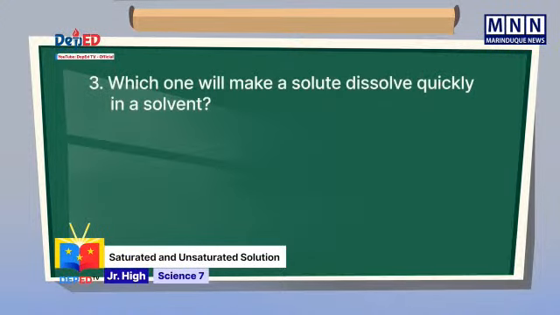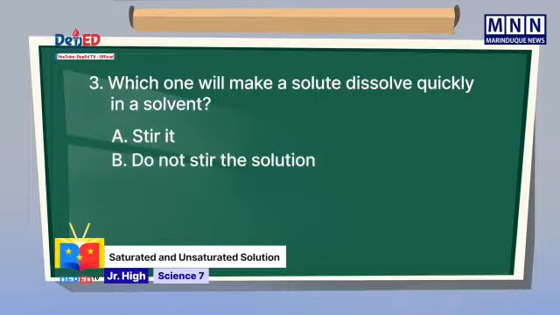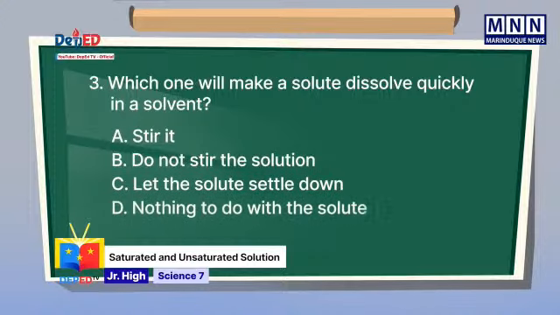Number 3. Which one will make a solute dissolve quickly in a solvent? A. Stir it. B. Do not stir the solution. C. Let the solute settle down. D. Nothing to do with the solute. Among the choices, the best way to make a solute dissolve quickly in a solvent is to stir it. If your answer is letter A, congratulations because you got the right answer.